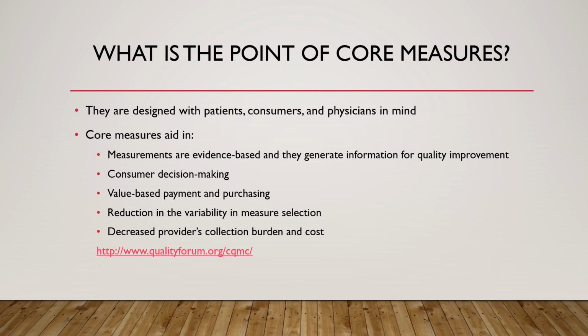It helps with consumer decision making. It helps with value-based payment and purchasing. There's a reduction in variability in measure selection, and it decreases providers' collection burden and cost. So these are the stated intentions, and they do all of these things, core measures. The cost of healthcare in the United States, unfortunately, is super variable, and core measures work to decrease some of this variability, streamline costs for these common illnesses. And you can click the link or copy and paste this link and review some core measures.